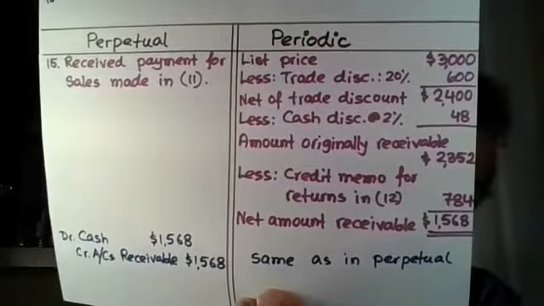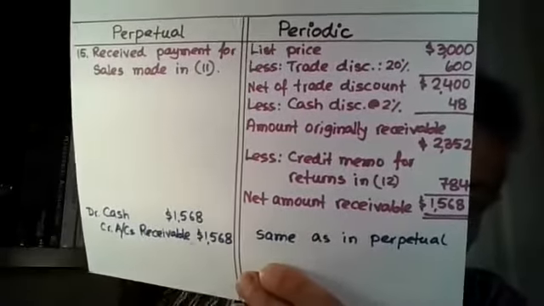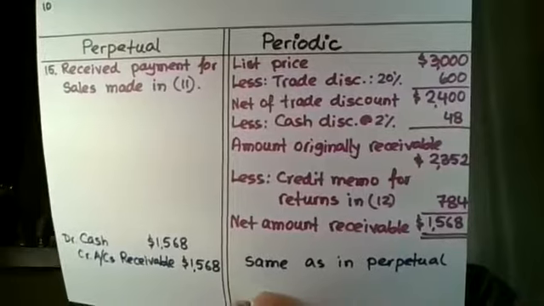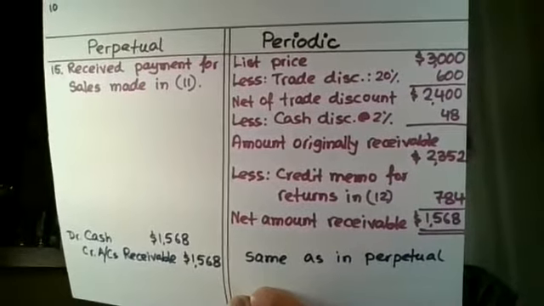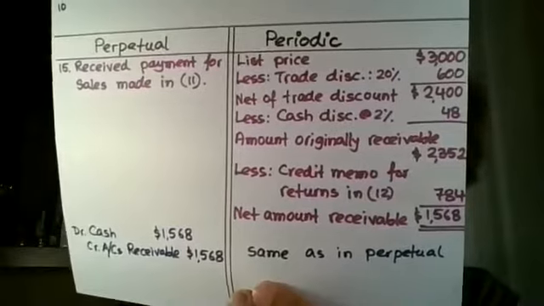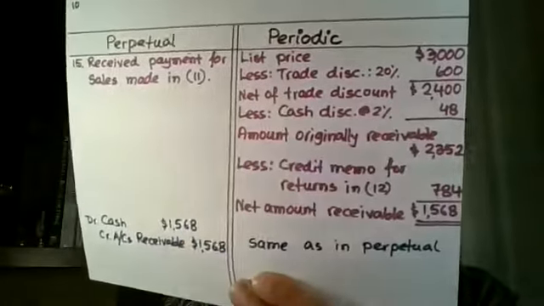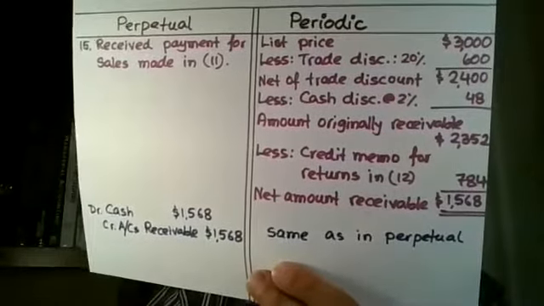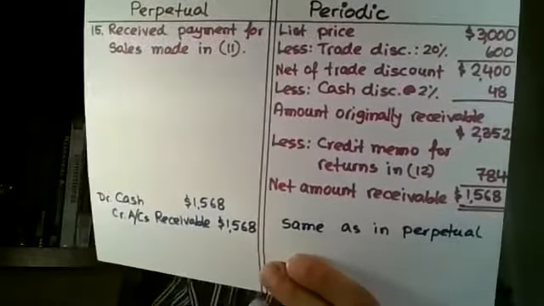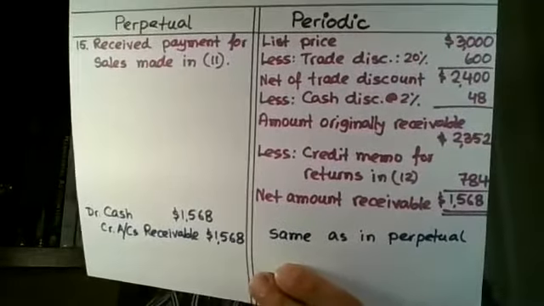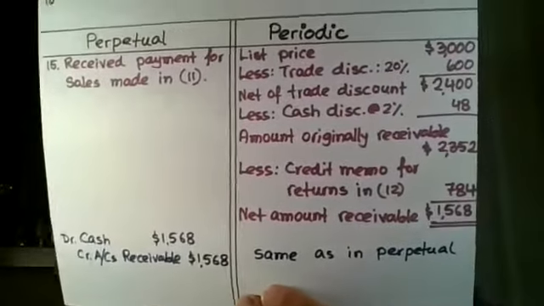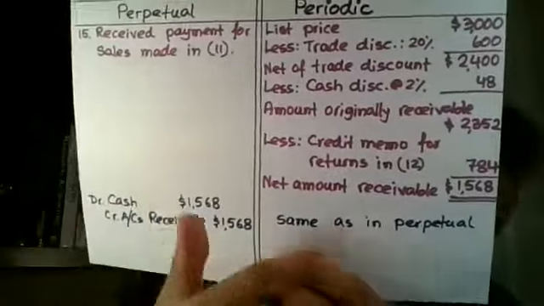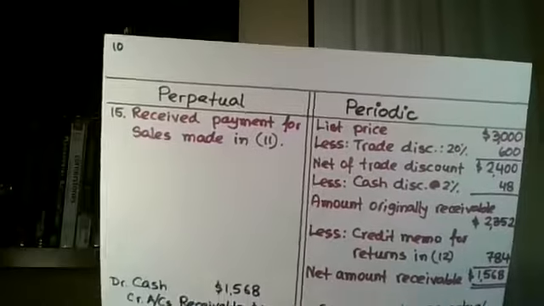It's easy. Just keep track of what's happening. Your total sales was $3,000 minus trade discount of 20%, $600. Then the cash discount, 48. So that was the original amount, 2,352. Then there was a return. Customer returned some goods. Remember, $800 worth of goods minus the discount, so 784. Take it off. So the net amount that you can expect is 1,568. So receive the money: debit cash, credit accounts receivable. Same entry under the two methods, perpetual and periodic.